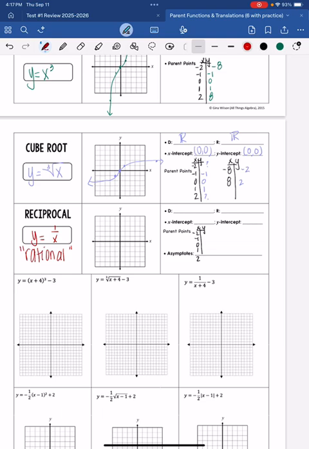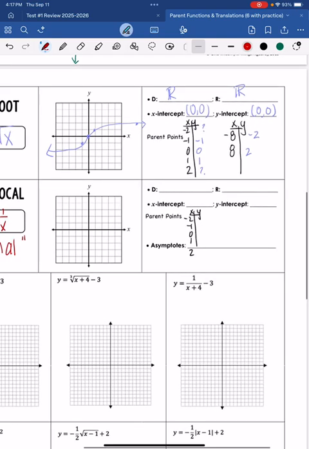Okay, so I'm just going to expand this just a little bit so I have more room to write. So when you plug in negative 2, you get 1 over negative 2. That's negative 1/2. When you plug in negative 1, you get 1 over negative 1. That's negative 1. And when you plug in 0, you get 1 over 0.